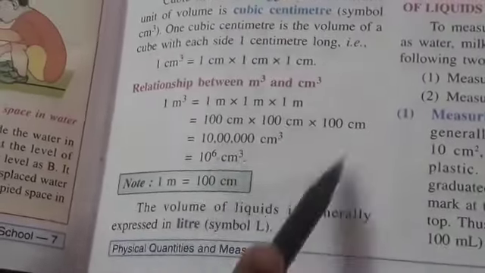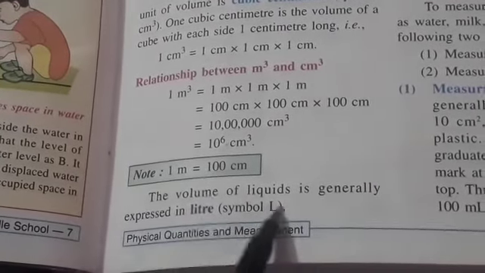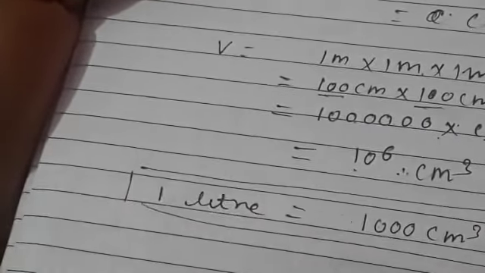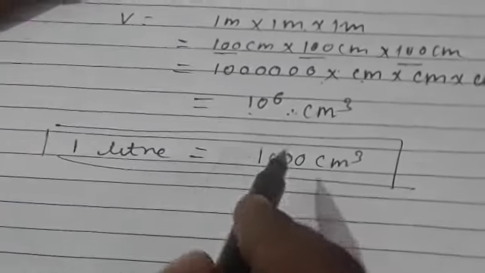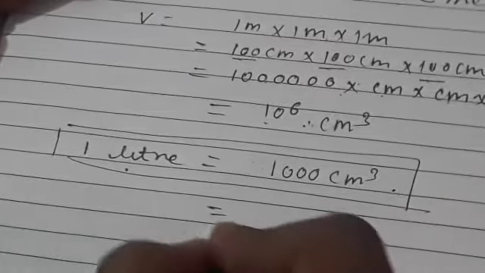Now class, this is your another topic. The volume of the liquid is generally expressed in liter. You all aware about that. All the time you measure the liquid by liter. Okay class, so 1 liter is equal to 1000 centimeter cube. This is the formula, it's very important, understand this. So 1 liter is equal to 1000 centimeter cube.